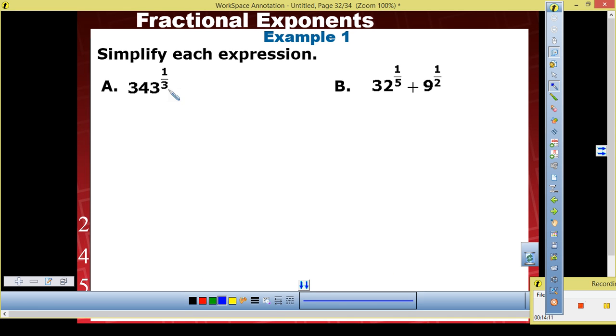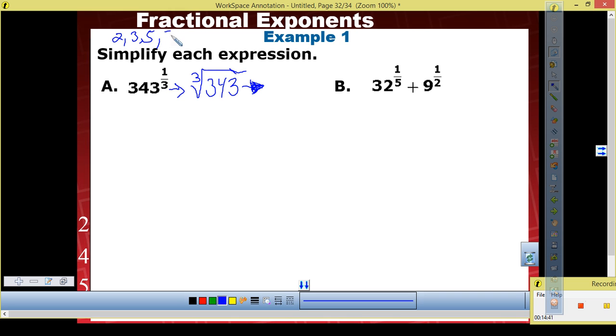So the first thing we need to do is rewrite this, is that correct? This becomes cube root of 343. And what does that mean? What number times itself 3 times gives us 343? And you're like, how do we do that, Mr. Q, with big numbers now? Well, this is where we practice our factoring. When in doubt, factor out. So we use the first prime numbers: 2, 3, 5, 7, 11.